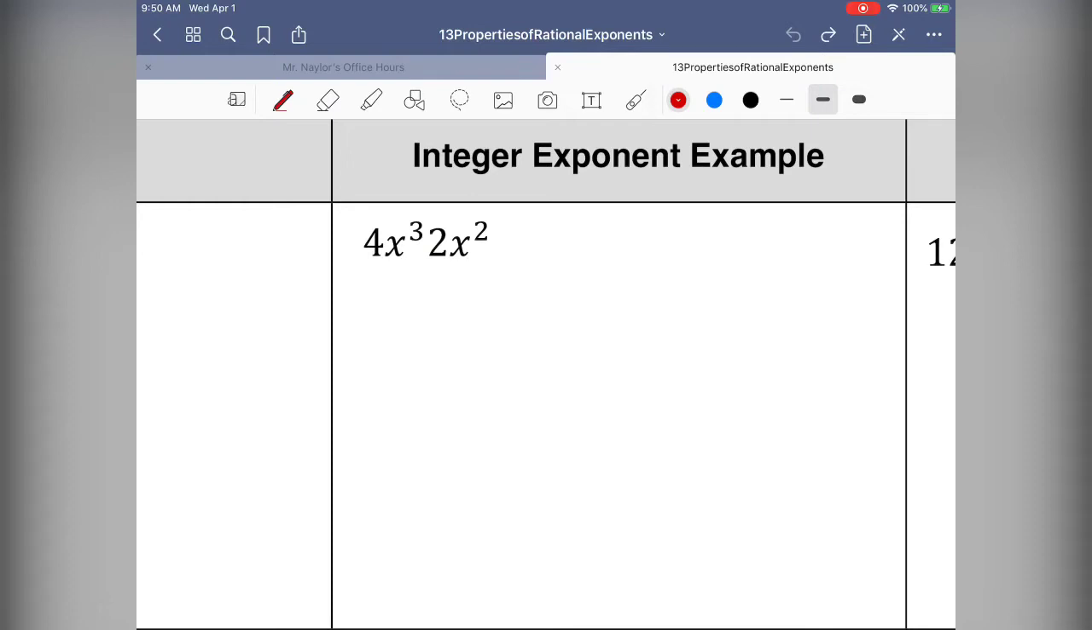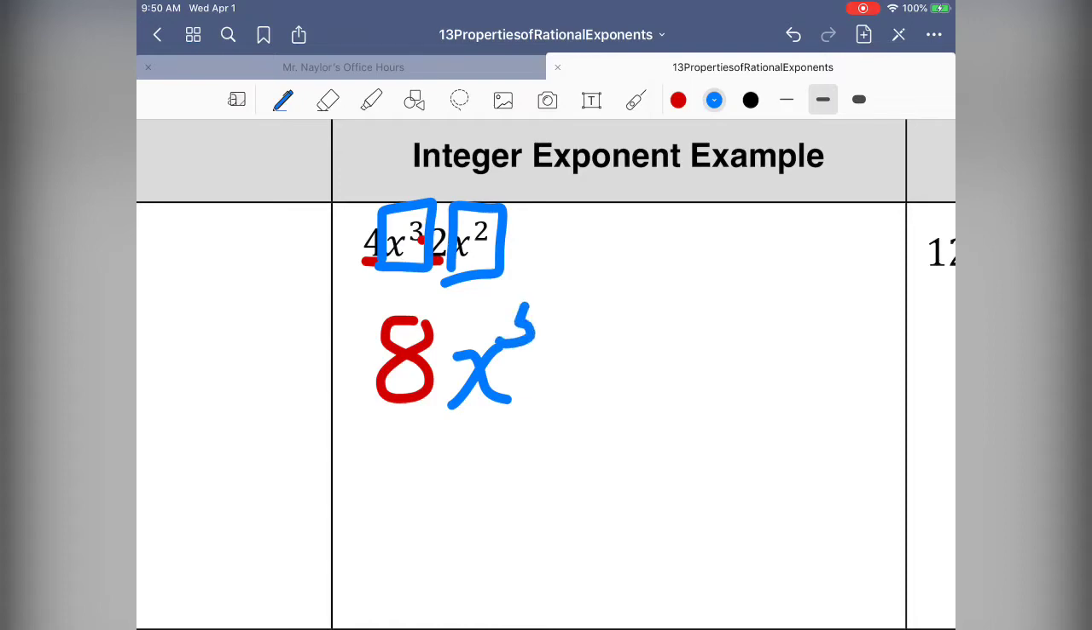4x cubed times 2x squared. Now, it is a multiplication problem. So we've got some coefficients, so don't do anything different with those. It's, of course, 4 times 2. But we also have some exponents. We've got this x cubed and x squared. Well, as we've said and joked a couple times, this is the atom property. You add those exponents because now you have a total of x to the fifth.